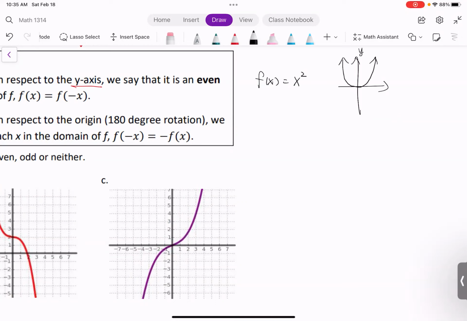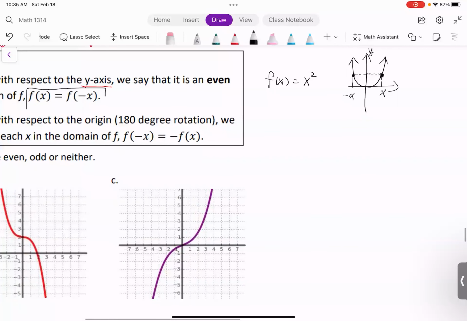So the y-axis is like a mirror. Both sides of the mirror are the same. Why am I doing this? So for example, I plug in the x value. This is positive x, then the y value output is here. If I input a negative x, then it has the same y value. That's the reason if it's an even function, the input is positive x, and it also has the same y value as the input negative x.